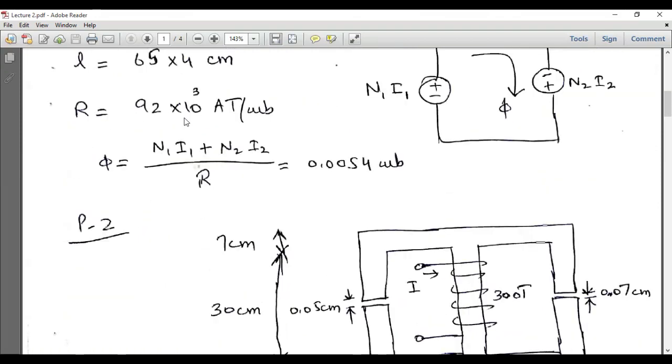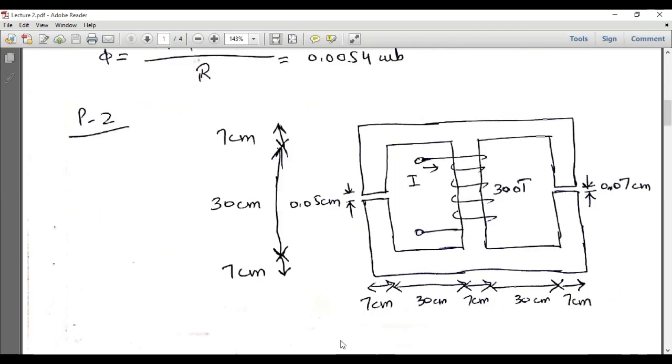So this is the total reluctance. Now the total flux will be calculated as (N1 I1 plus N2 I2) divided by R, because these two MMF sources are reinforcing each other, because the direction of flow of flux from both these sources is the same. That's why these MMFs will be added together, and the value of the total MMF will be divided by the reluctance. So the net flux is given as 0.0054.